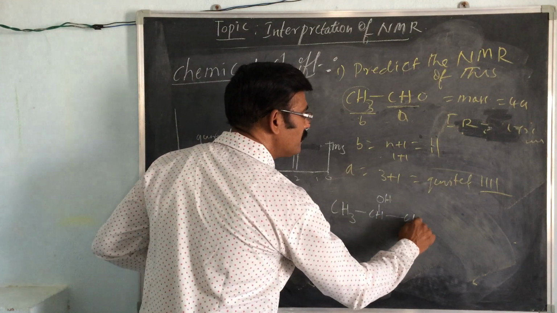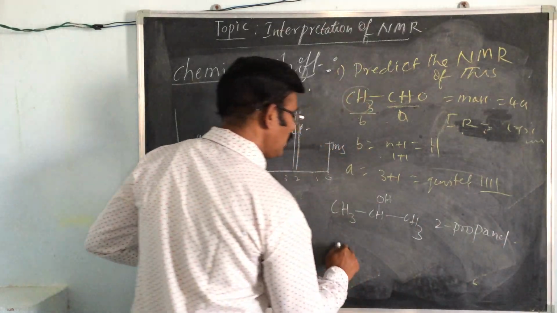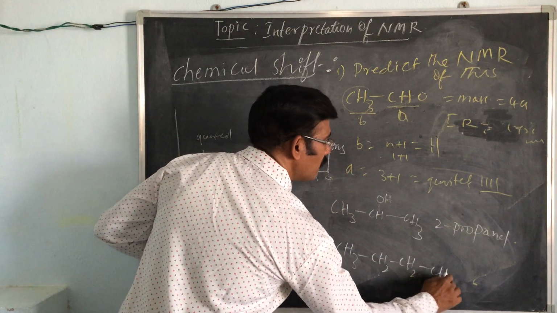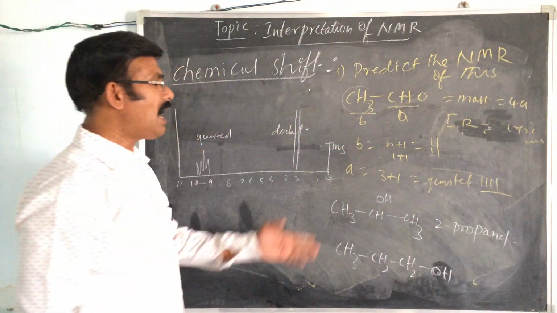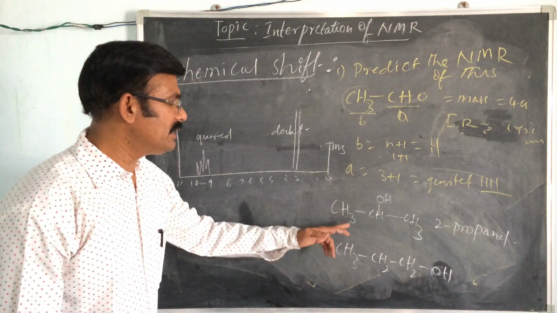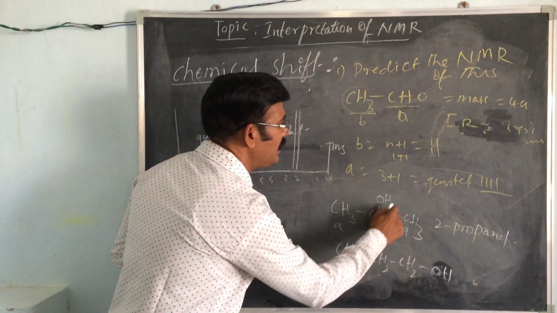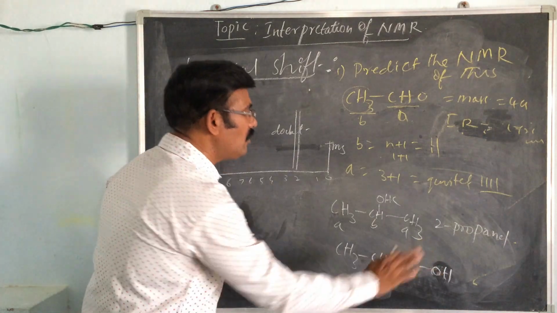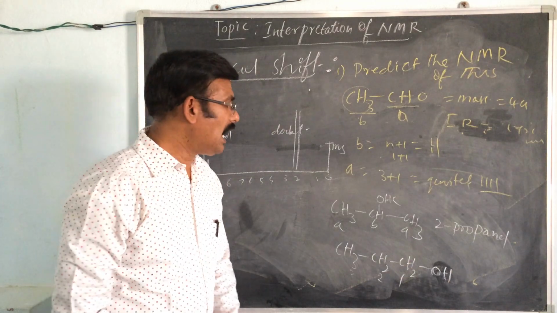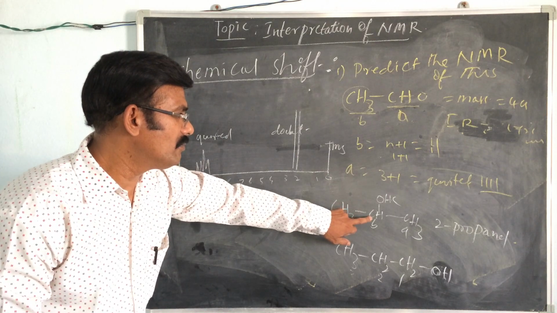This is important. So 2-propanol and this is 1-propanol. The molecular weight is 60 for both. The functional group is the same, OH, in both molecules. And the environment: here A, and here also A, then B and C, so this one also has 3 peaks. Here 1, 2, 3 means 3 peaks will come. And multiplicity: A is equal to what? Only a doublet will come.